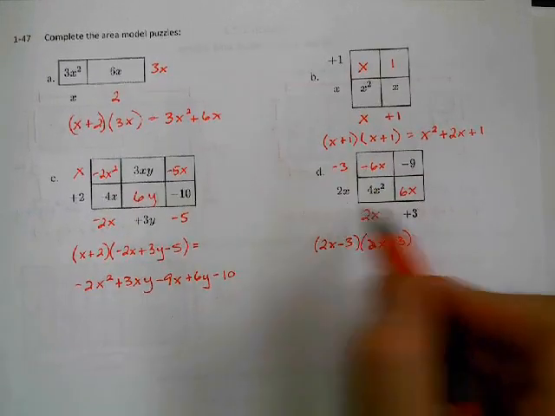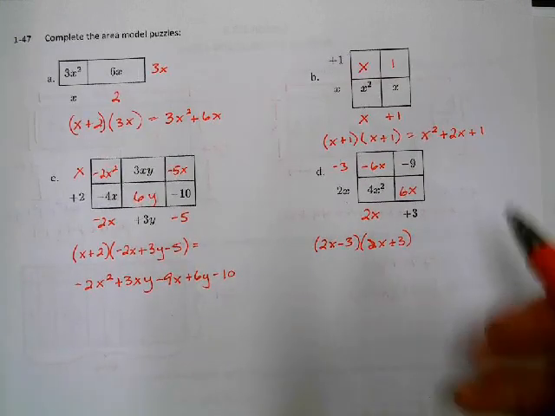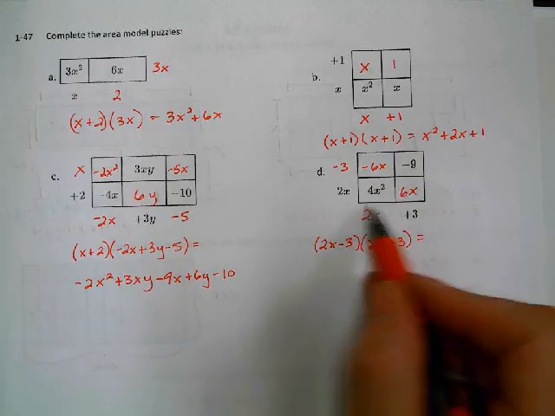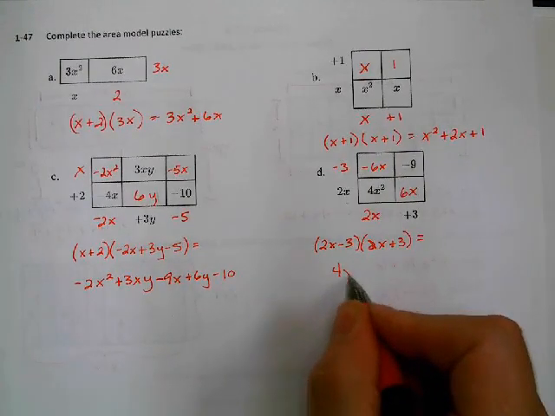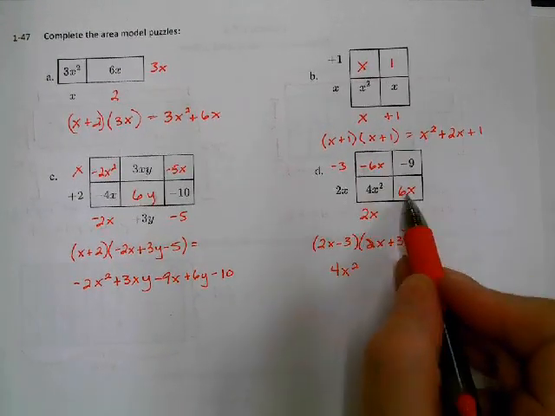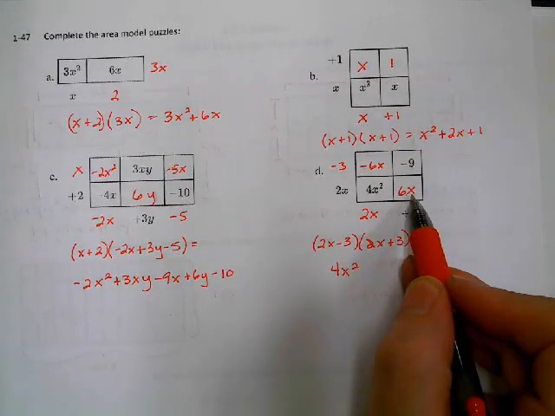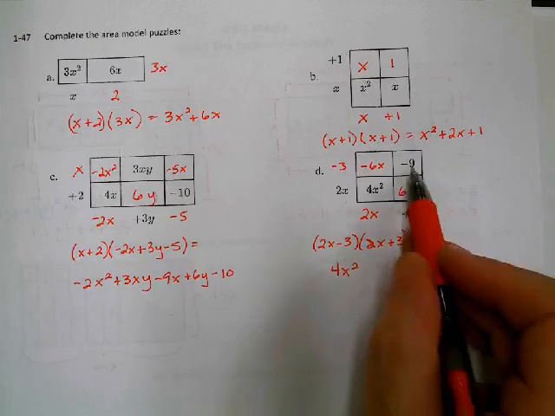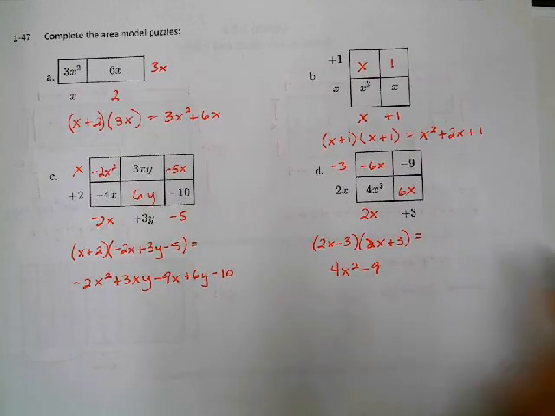So as a sum, I've got 4x squared, that's the only x squared term, so 4x squared. I've got two x terms, but they cancel each other out. Negative 6x plus 6x is 0. They go away, and so I just get minus 9. So we're saying here that 2x minus 3 times 2x plus 3 is 4x squared minus 9.